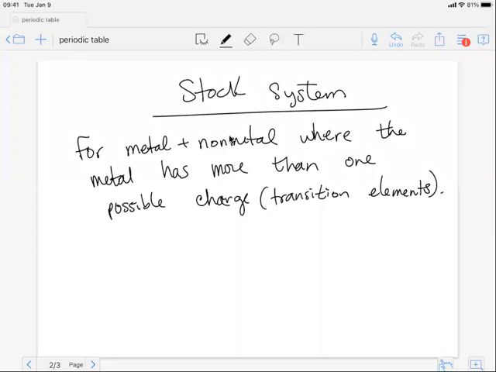So this category, the way that we name it is called the stock system. It's still a binary compound. So it still has 2 elements. And those elements are still a metal and a nonmetal, but the metal has more than one possible charge. And this is for the transition elements or the transition metals.